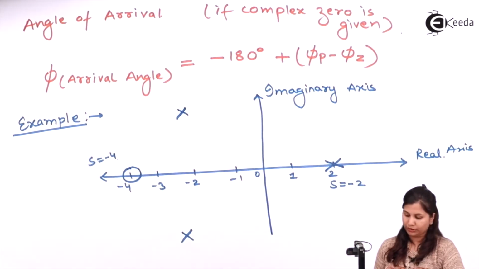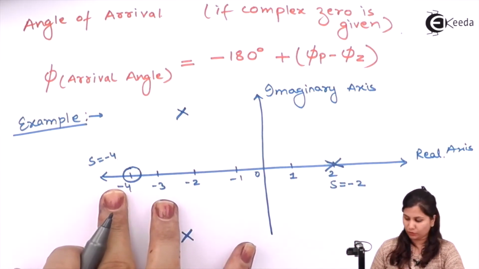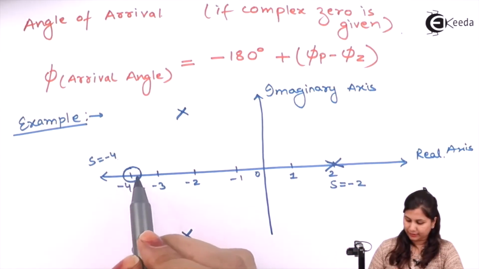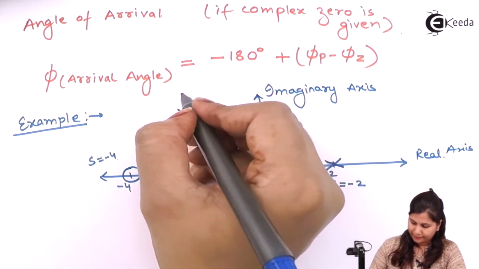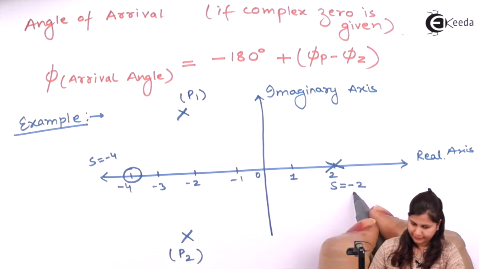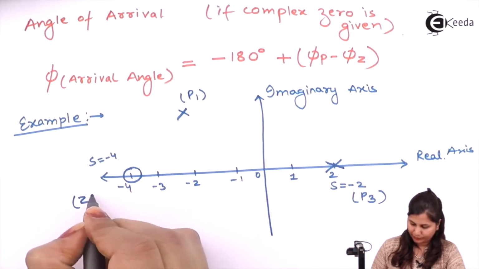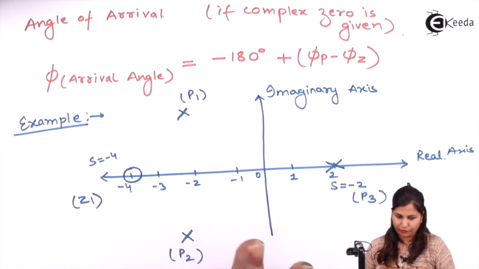Okay, so this system is having 3 poles and 1 zero. One pole is at s equals minus 2, and the other 2 poles are complex poles. Denote them as P1, P2, and here we are having P3, and this is our zero, Z1. Now we will calculate the angles for it.